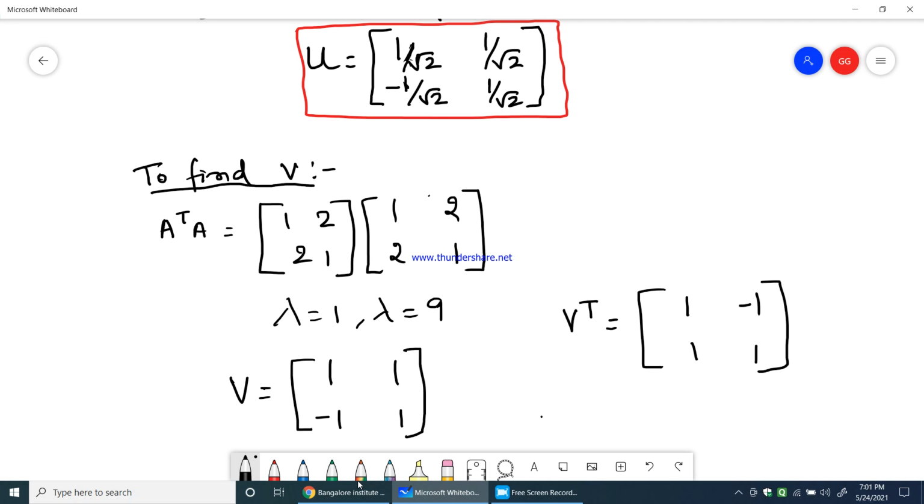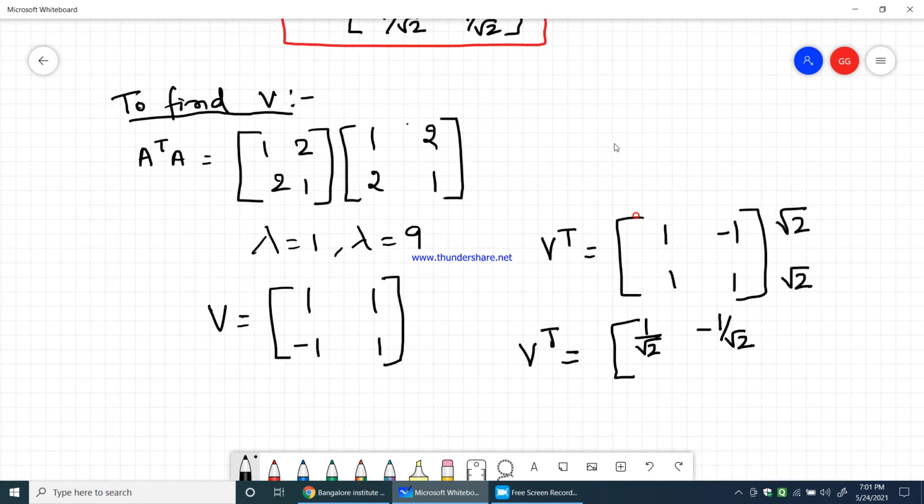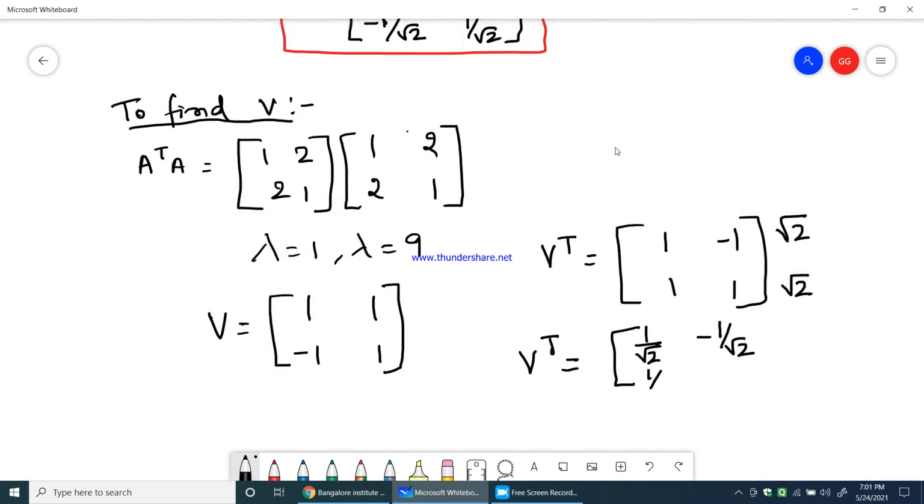Finally, the V transpose that we take is based on the distance we get by taking the row-wise norm. So 1 and minus 1 will be square root of 2, and 1 and 1 will again be square root of 2. Now this is the final V transpose, which is the Gram-Schmidt processing we are doing here: 1 by root 2, minus 1 by root 2, then 1 by root 2 and 1 by root 2.